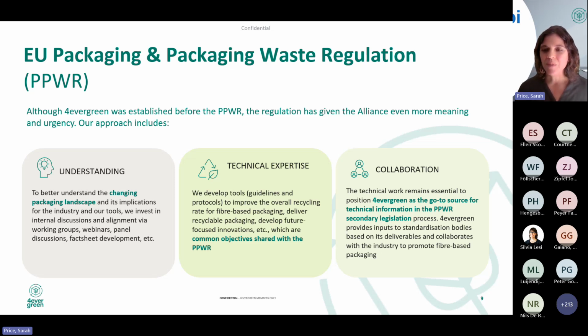And finally, this point around collaboration. So our technical work really is a way of essentially positioning 4evergreen as a go-to source for technical information. And we hope to really leverage that within the PPWR secondary legislation process and some of the standardization processes that are already underway. So that's a little bit just to touch on this link between this regulation and 4evergreen's focus on the technical aspects and hoping to leverage that technical expertise into informing secondary legislation going forward.